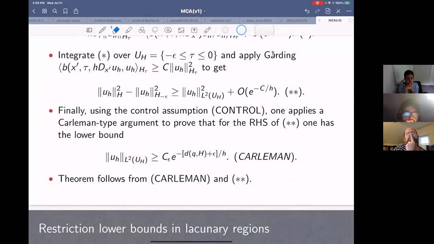The final step, which I'm not going to get into here, involves an explicit Carleman type estimate using the control assumption to bound the first term on the right-hand side of double star by the exponential from below. And if the hypersurface is close enough to Q, this distance term, the error term in double star, can be absorbed into the lower bounds you get from Carleman. And that's basically the proof of the theorem.